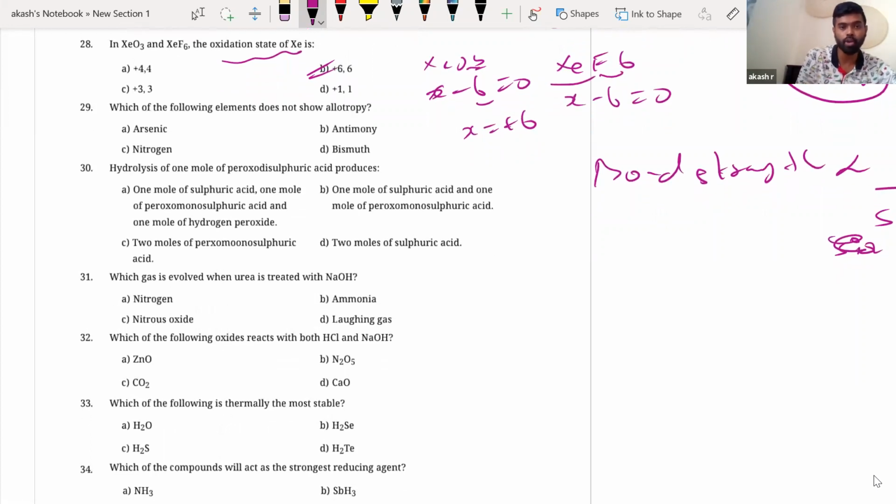Which of the following elements do not show allotropy? Which one? Quick. Nitrogen. Any element, right? Nitrogen is nitrogen. Is it correct? Yeah, nitrogen only. Yes, this cannot show allotropy.